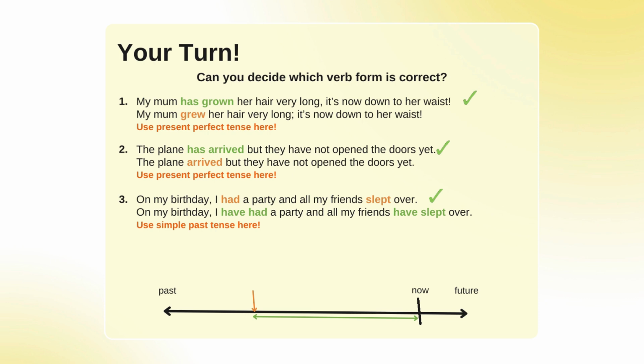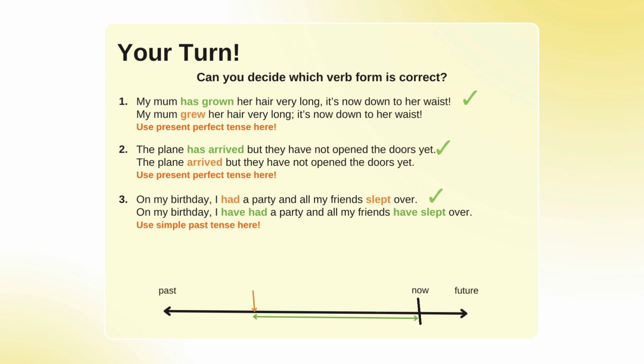Sentence number 2. The plane has arrived, but they haven't opened the doors yet. The plane arrived maybe, let's say, 2 hours ago or 1 hour ago. But in this present moment, the doors of the plane haven't been opened. So that's why we used present perfect in this context.